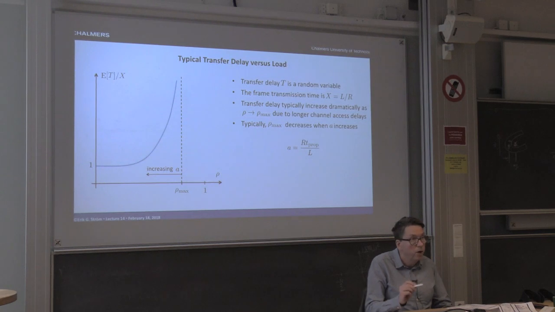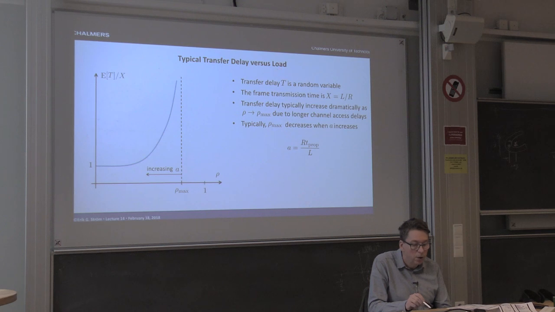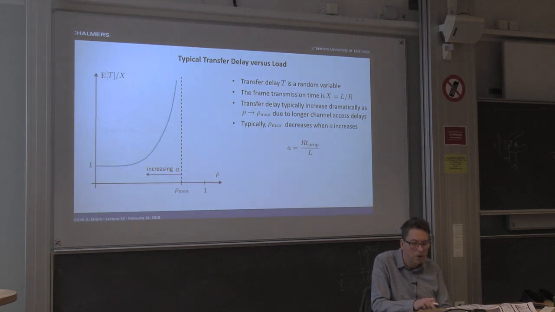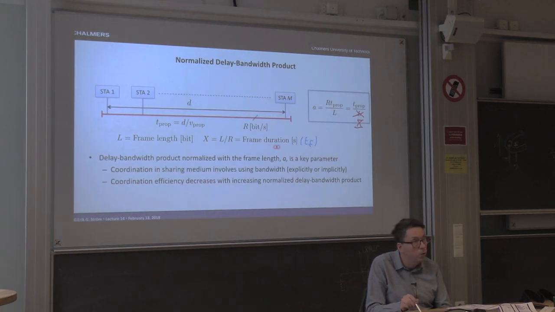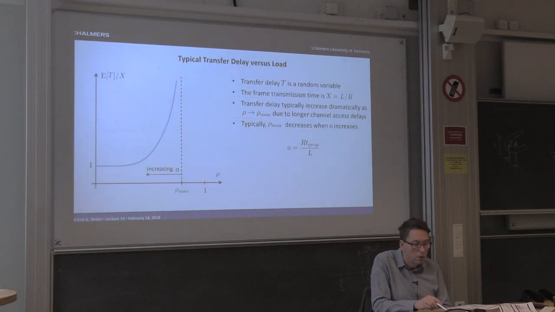Okay. Transfer delay versus load before we go into an example here. Remember that T, the time it takes to transfer a frame, is a random variable. It depends on many things. But if you take the expected value of it, it's the average delay it takes to transmit one frame, and divide through by x. And what was x again? Well, x was the frame duration. So T divided by x is how many frame durations it takes to deliver a frame. And if it's the only frame in the system, it's 1.